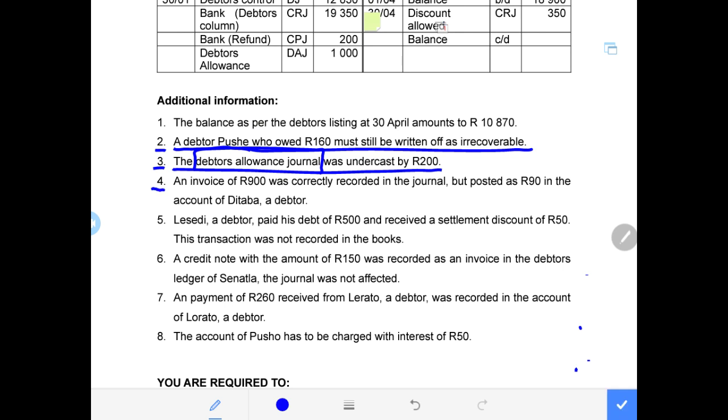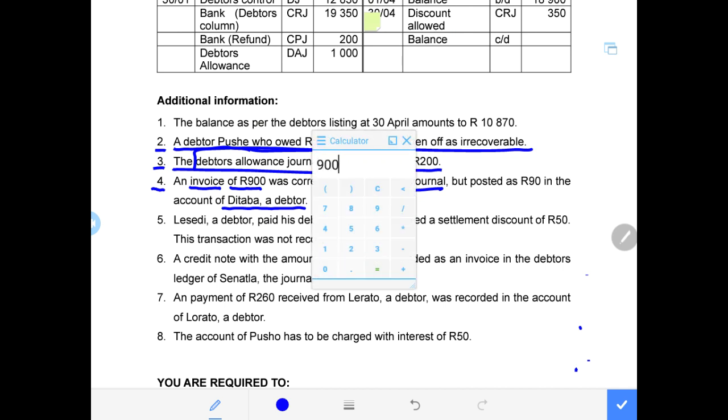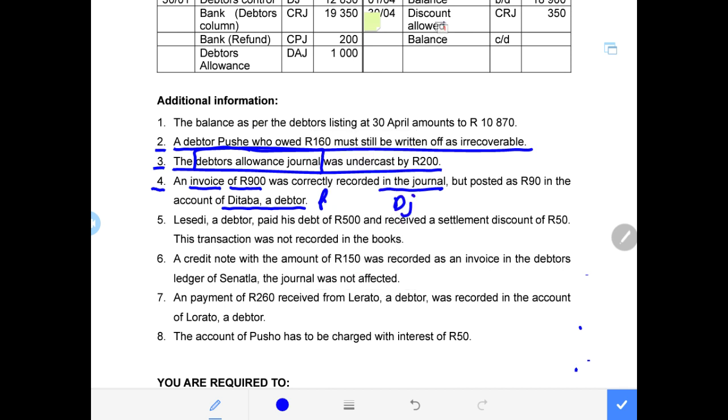Number 4, an invoice. If it's an invoice, you know that we have sold. If it's an invoice, we have sold, and we have sold on credit. Hence, we deal with debtors control. An invoice of 900 was correctly recorded in the journal, which is our debtors journal, but posted as 90 rand in the account of the customer Ditaba. Now let us calculate how much is incorrect for Ditaba. 900 minus 90 rand, we realize that 810 rand is the one that must be increasing the account of Ditaba.